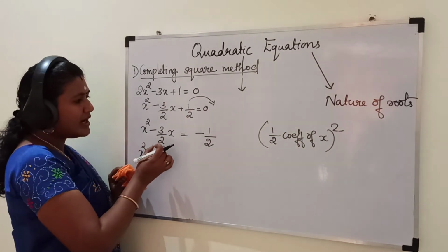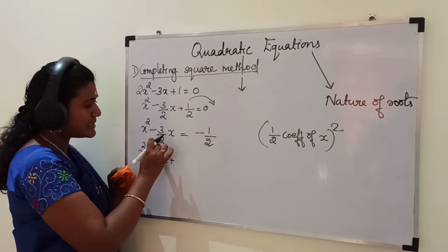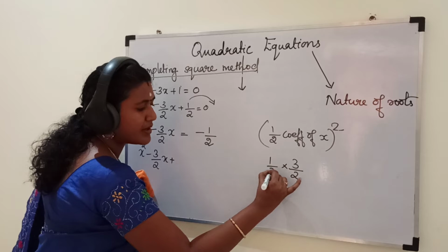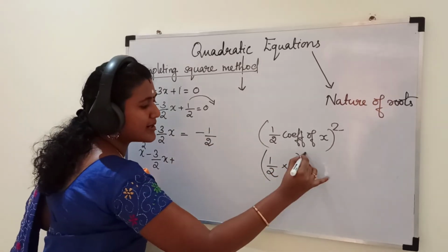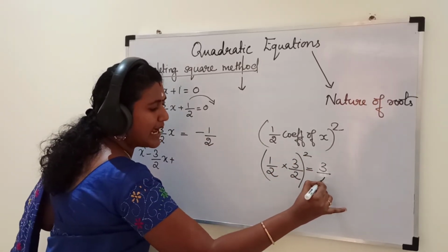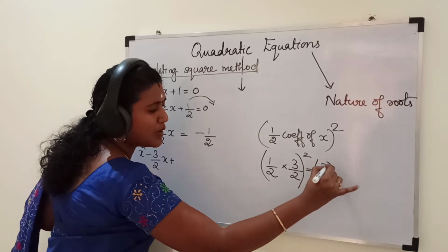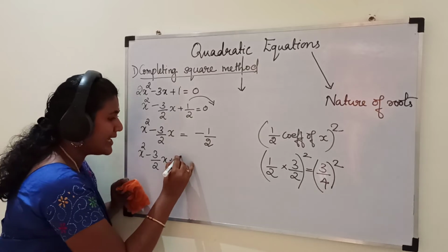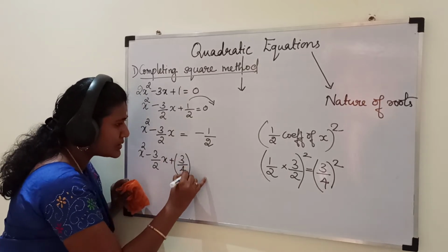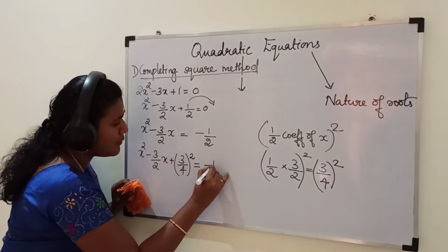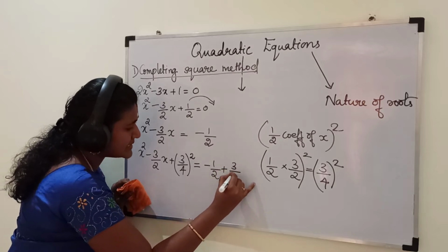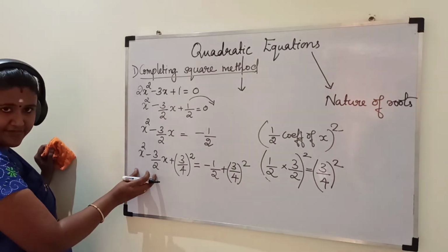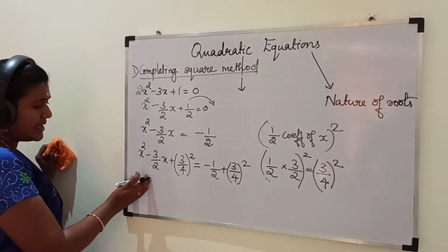So here if you see, the coefficient of x is 3 by 2. So 3 by 2's half, its square. So we have to add 3 by 4 the whole square on either side of the equation. So we will add 3 by 4 the whole square: x square minus 3 by 2x plus 3 by 4 the whole square is equal to minus 1 by 2 plus 3 by 4 the whole square.